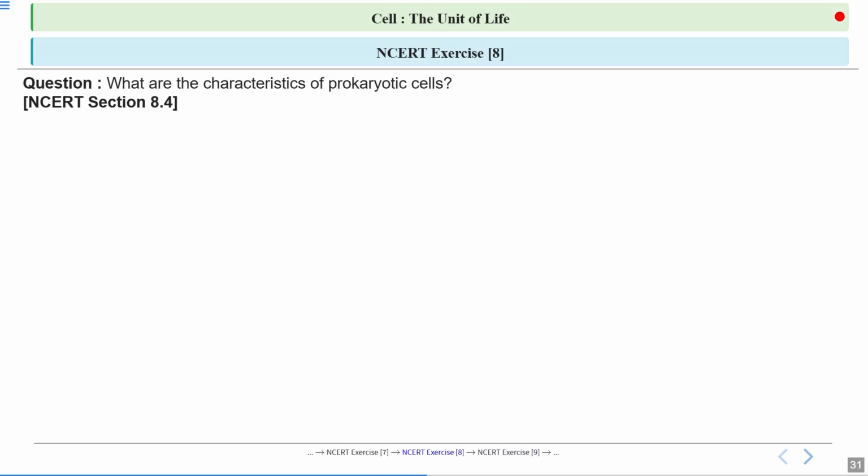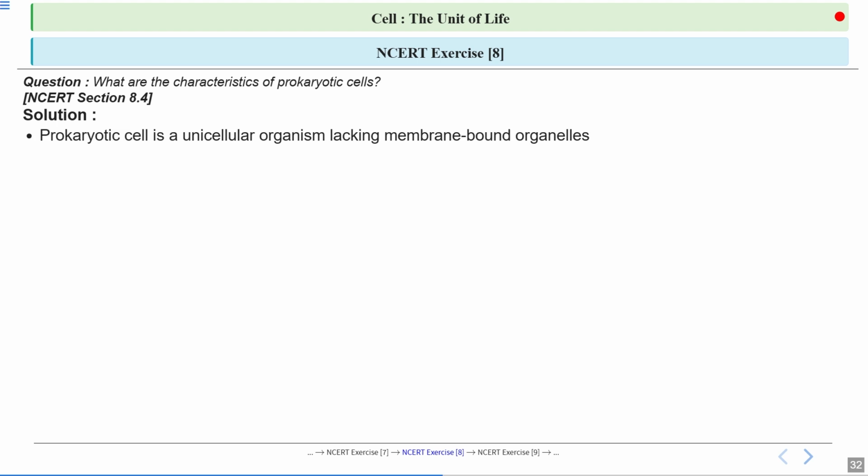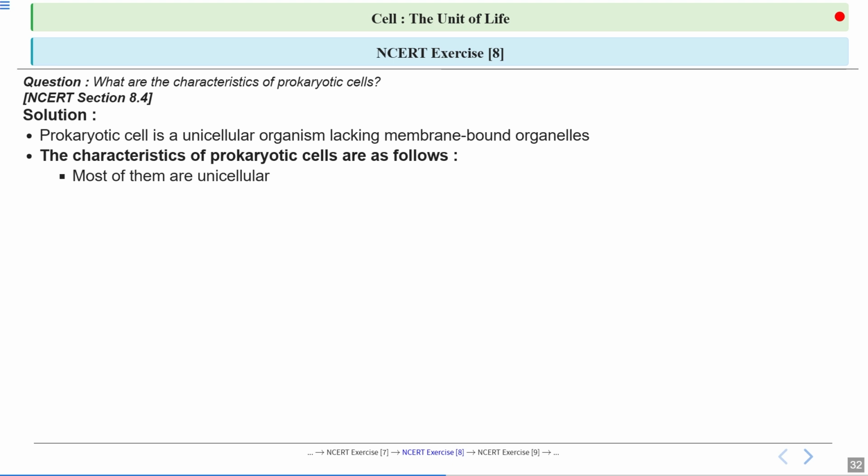Next question, a very straightforward question. What are the characteristics of a prokaryotic cell? For more information, you can read NCERT section 8.4. So let's have a look at the answer. Prokaryotic cells are unicellular, meaning they are single-celled organisms, and they lack membrane-bound organelles. The prokaryotes belong to the kingdom Monera. Kingdom Monera consists of the bacteria, which are prokaryotic cells.